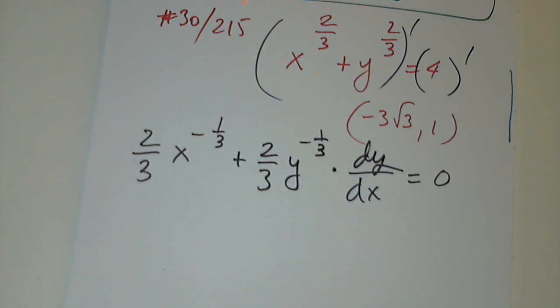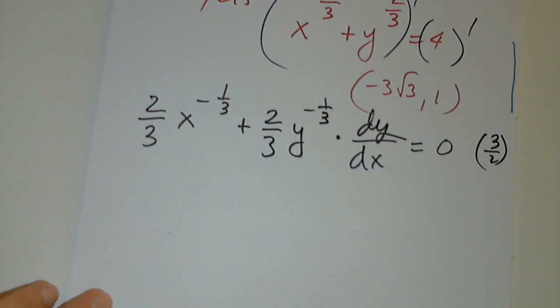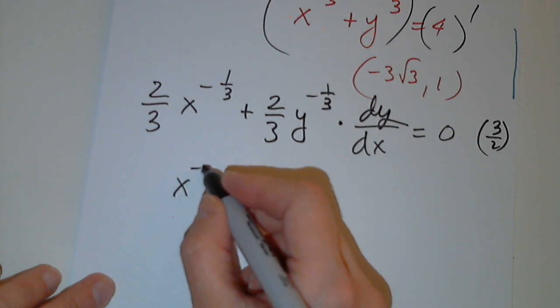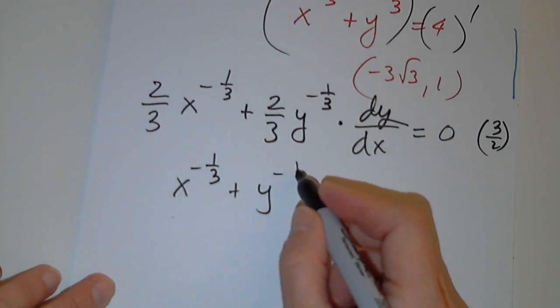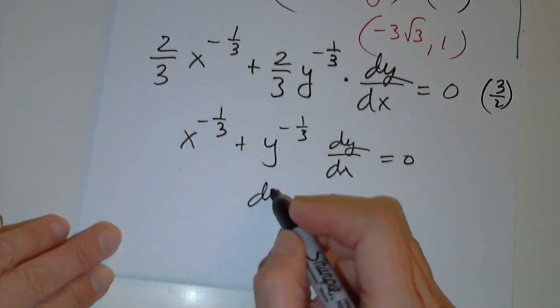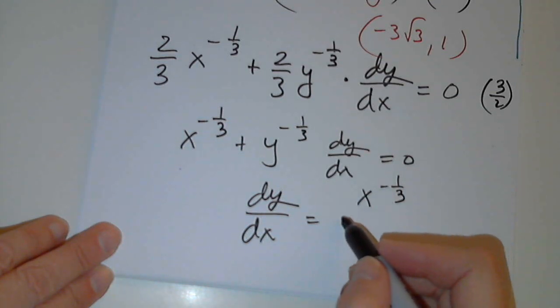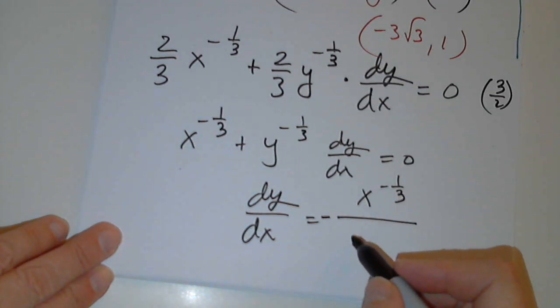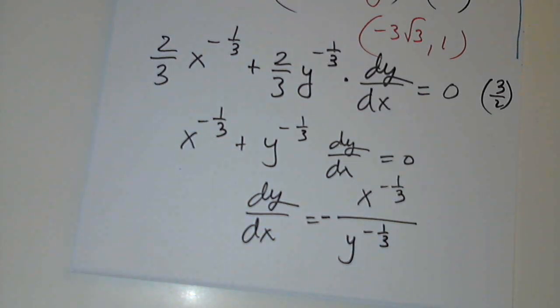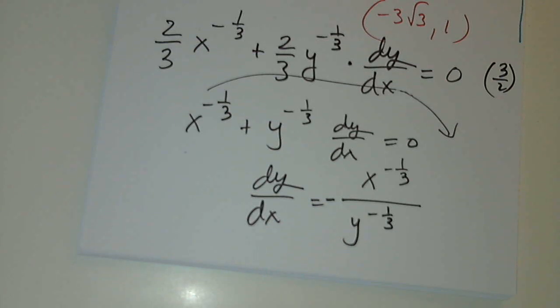Very good. So then, first of all, I'm going to multiply everything by 3/2 to get rid of those numbers. I don't like them. So I have x^(-1/3) + y^(-1/3) dy/dx = 0, or dy/dx = -x^(-1/3) / y^(-1/3), with a minus in front, of course, because I have to move this term to the other side and it becomes negative.